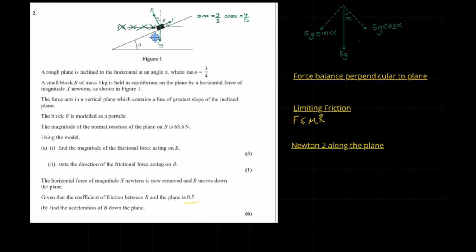Well, I have to resolve the 5g, and I've done it over here. It's got a component which is perpendicular to the plane, which is 5g cos alpha, and a component along the plane which is 5g sine alpha. Now we can put these two diagrams together in our minds and we can see that this R is balanced against this 5g cos alpha. So R must be equal to 5g cos alpha. Sorry, I just said 5g before.